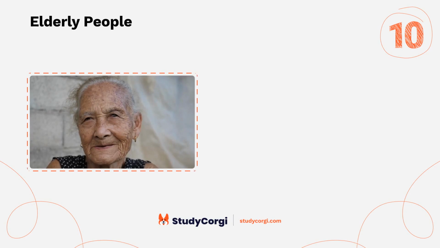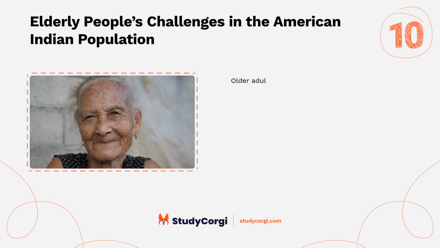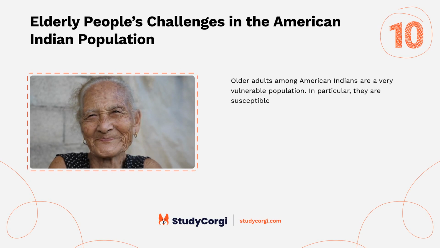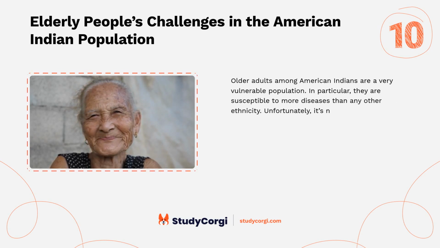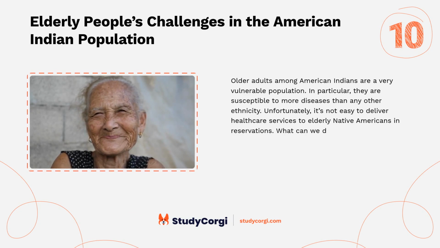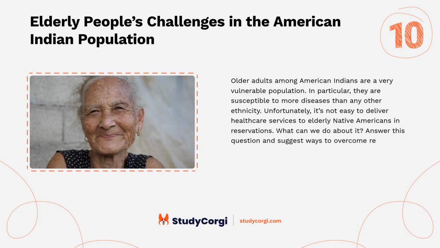Elderly people's challenges in the American Indian population. Older adults among American Indians are a very vulnerable population. In particular, they are susceptible to more diseases than any other ethnicity. Unfortunately, it's not easy to deliver healthcare services to elderly Native Americans in reservations. What can we do about it? Answer this question and suggest ways to overcome related challenges.